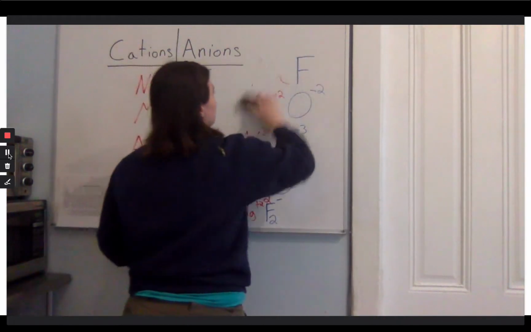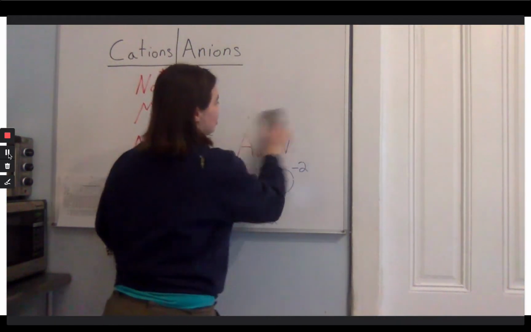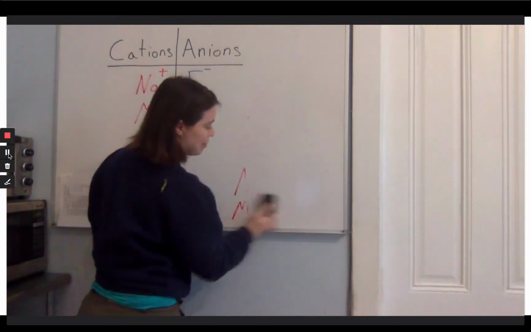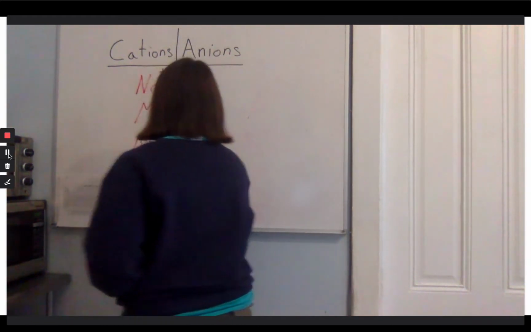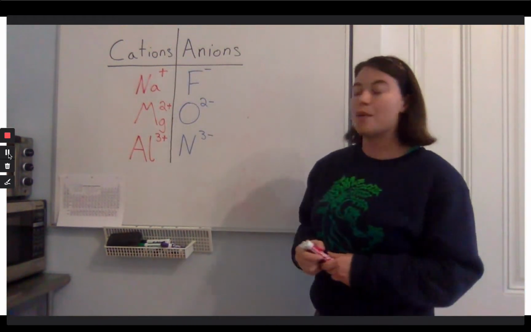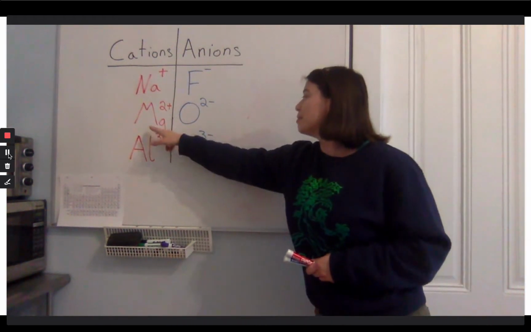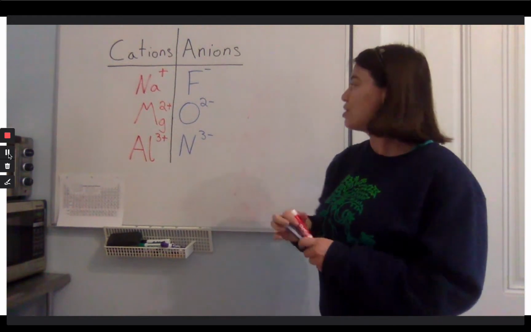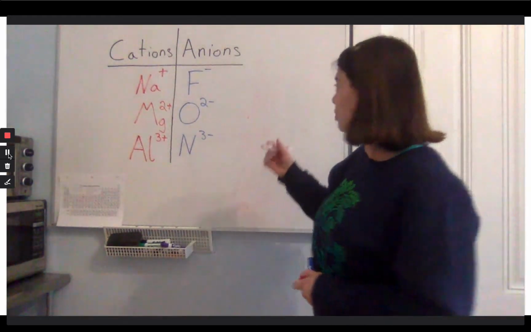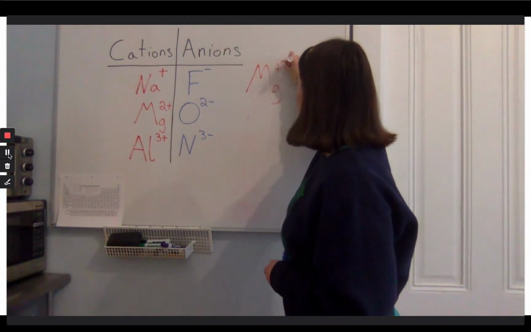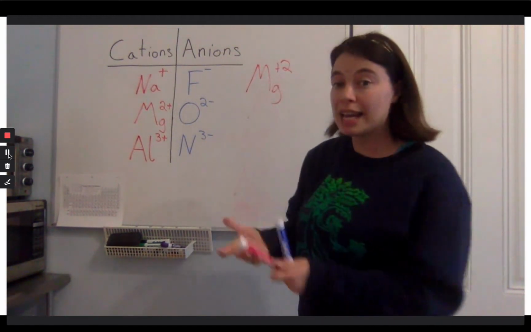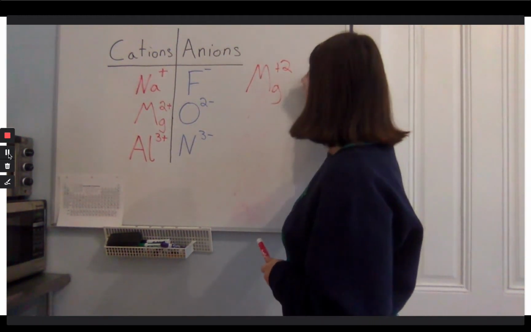Where this can be a little bit trickier is if the charges are a little bit more complex, like if you've got something that's +2 and something that's +3. So let's try a few like that. Let's say I want to have magnesium nitride. So that means I've got a cation with a charge of +2, so Mg+2, and an anion with a charge of -3.